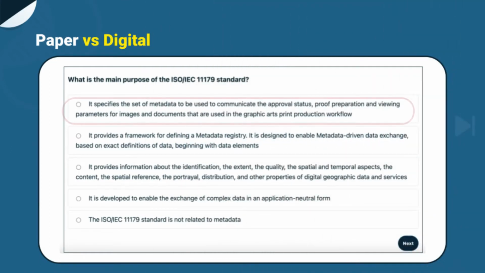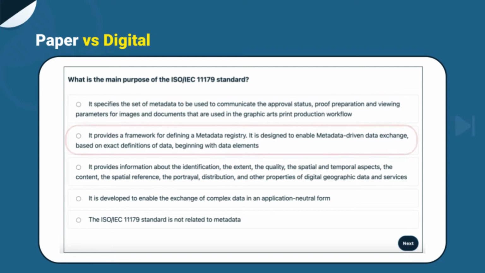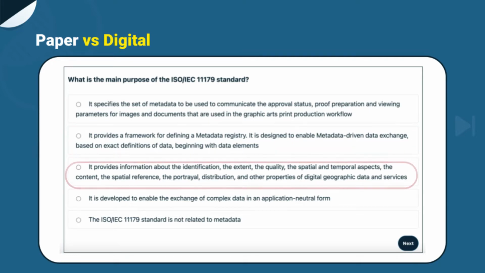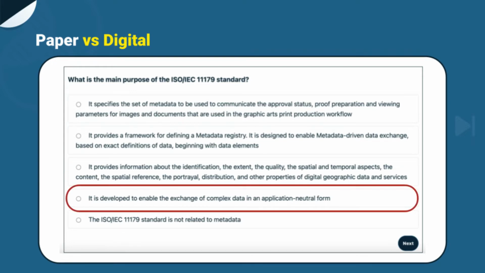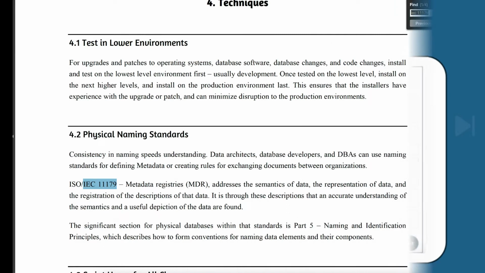So you can see here in the first piece that it's looking at specifying a set of metadata to communicate approval status. I don't think that's perfect, but it might be true. The next one is providing a framework for defining a metadata registry. Now that feels more like it. The third one, identification, doesn't look very good at all. It's not to do with geographic data. And complex data application neutral form. So it's definitely one of the first 2. Let's go back to the DMBoK and work out which it is.